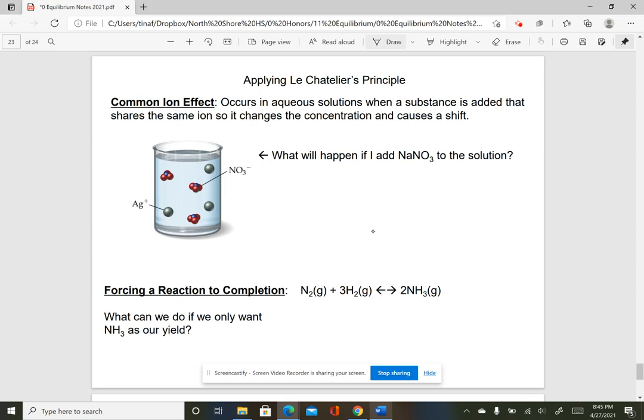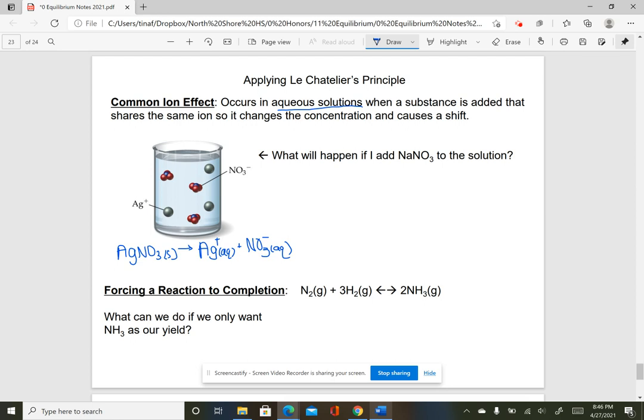So we have a diagram here of AgNO3 dissolved in water. When a substance is added that shares the same ion, it changes the concentration of that ion and causes a shift. So, what does that mean? When I dissolve an ionic compound in water, it breaks apart into ions. Just underneath this beaker, I started off with AgNO3 solid, and when I put it in water, it breaks up into silver ions and NO3 ions. So that's what I have going on in this container.